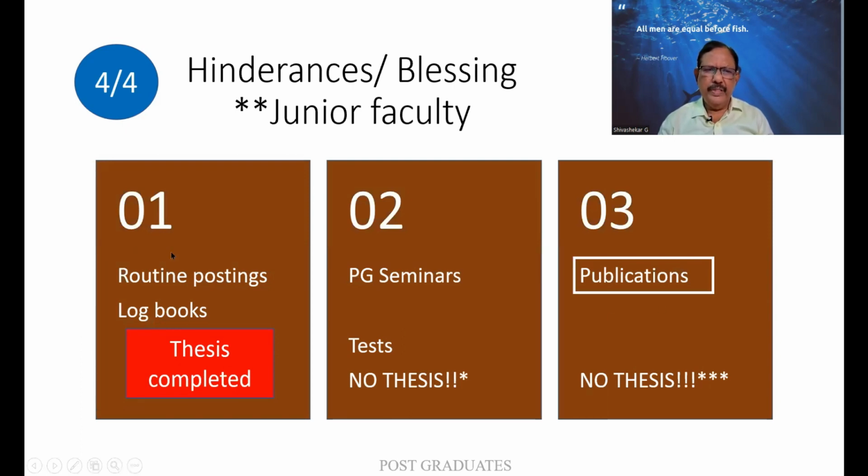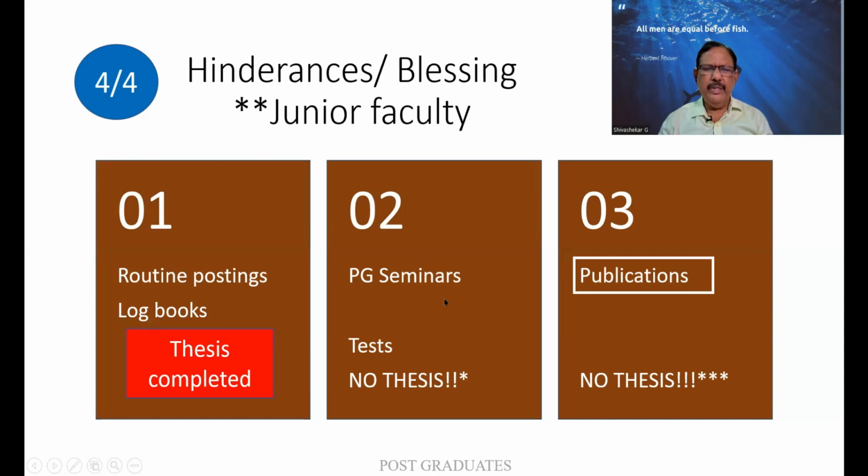The routine postings are of great importance, be it your department or the peripheral. Logbooks again, it has to be completed then and there, otherwise it becomes a headache. Copying from the seniors is what usually happens, changing the dates. But let us be more genuine and start it a little early, or at least be familiar with the happenings in it. Remember the red mark over here. Thesis completed, you are no longer going to the thesis.